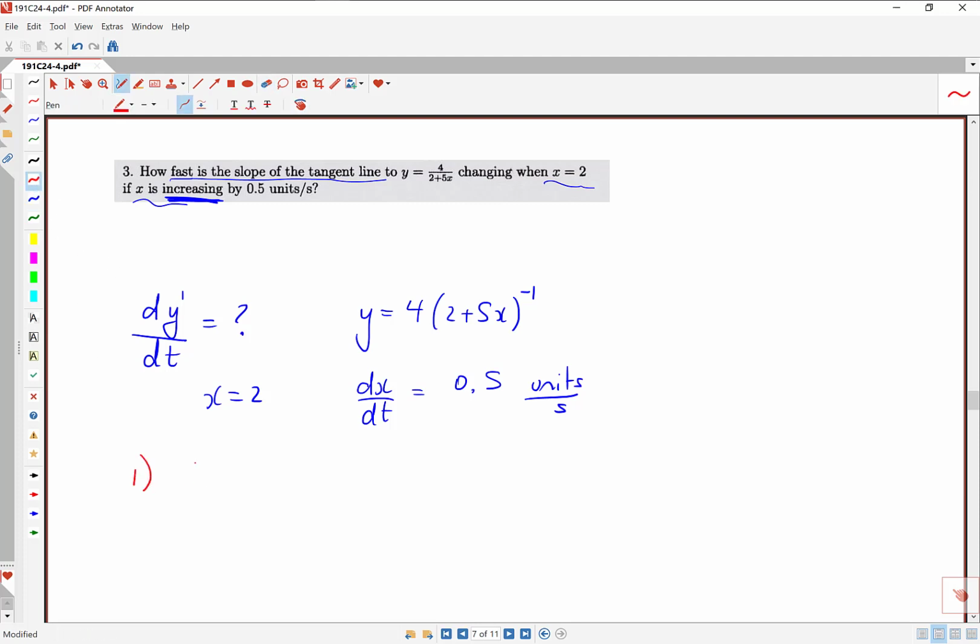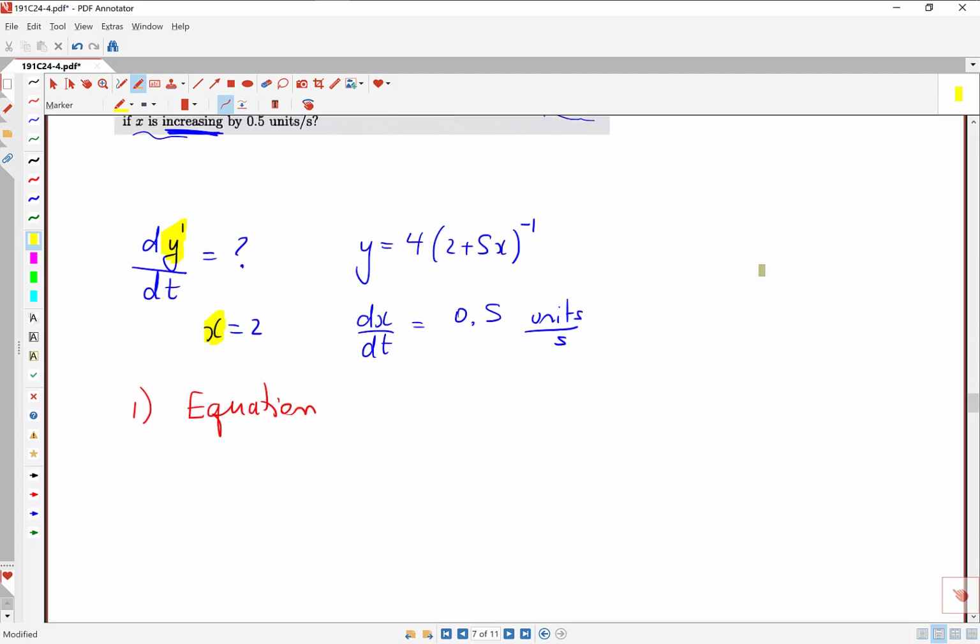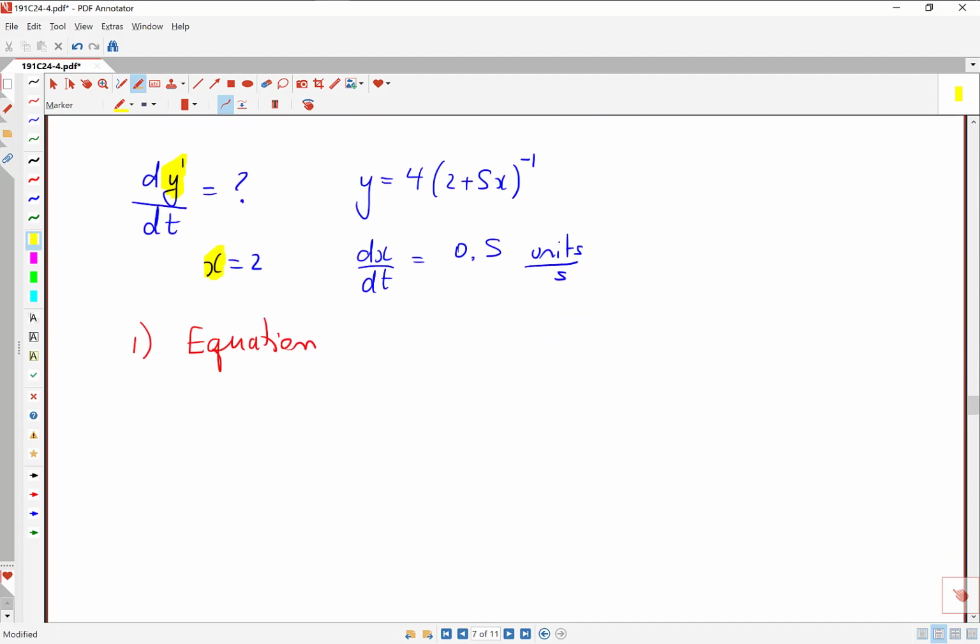So first step is an equation that's going to relate our different variables together. The different variables that we're interested in are y prime and x. Okay, so let's think about what equation could relate y prime and x together. Well, if we actually just calculated what y prime is, that would be an equation that relates y prime and x together. Okay, so let's do that by looking at this equation here for y and taking the derivative.